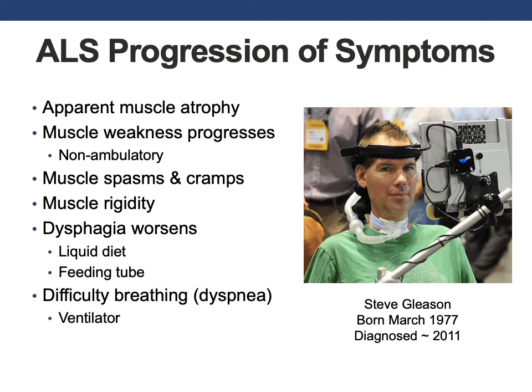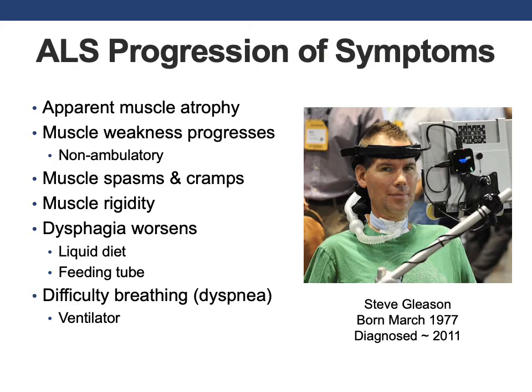ALS progression of symptoms. As amyotrophic lateral sclerosis progresses, the most visual sign will be the significant muscle atrophy, making the individual look extremely lean. Muscle weakness will progress so that all ALS patients will become non-ambulatory. All will experience muscle cramps, spasms, rigidity.